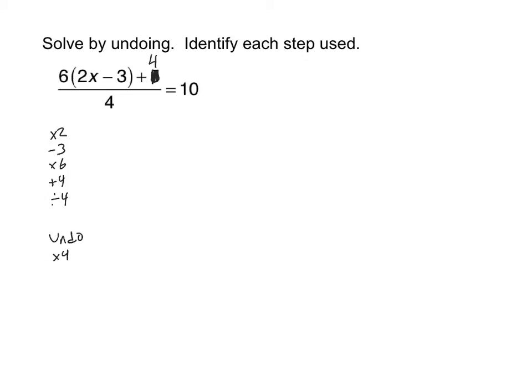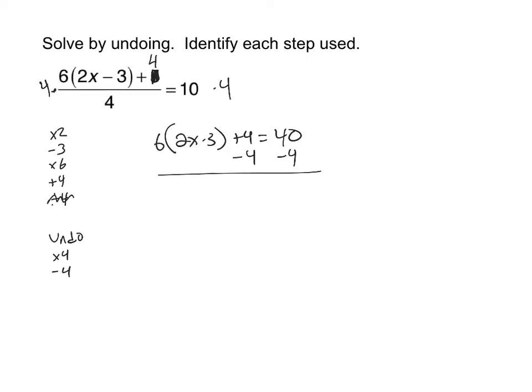So I've got to multiply by 4. Let me start by multiplying both sides of that equation by 4. And then I get 6 times the quantity 2x minus 3, plus 4, equals 10 times 4, which is 40. So that takes care of that one. Then I've got to undo add 4, which is subtract 4. There we go, subtract 4 from both sides. And then we're going to get 36 on the right.